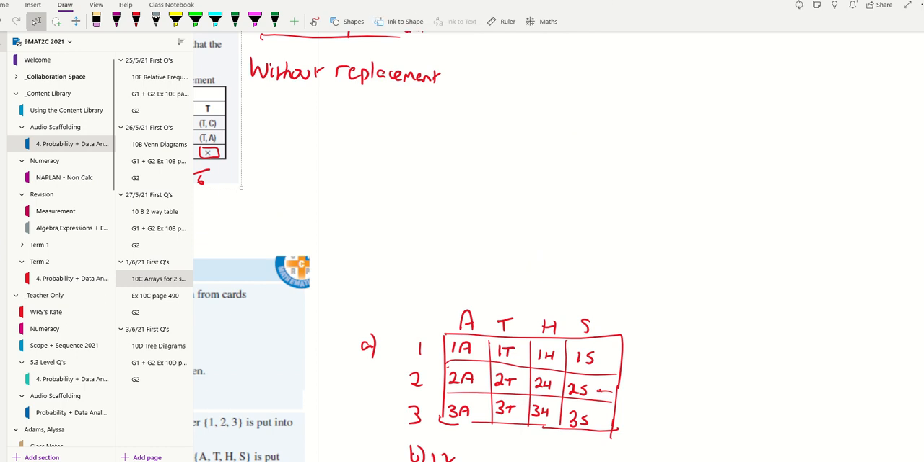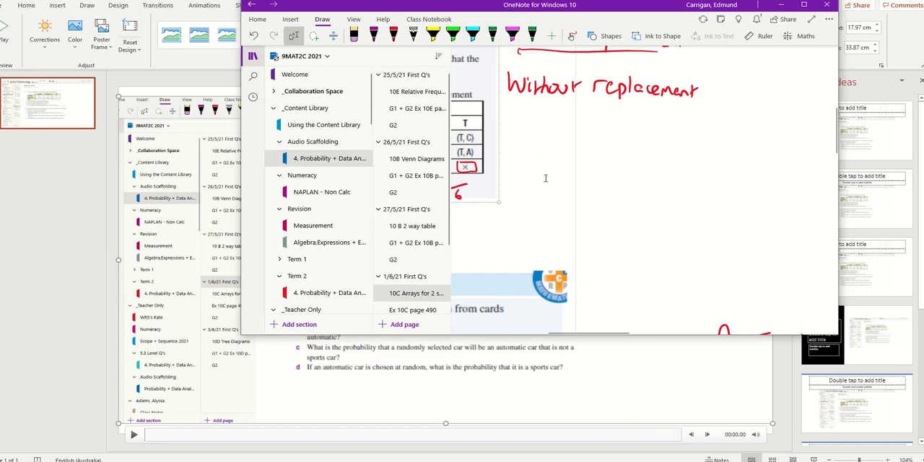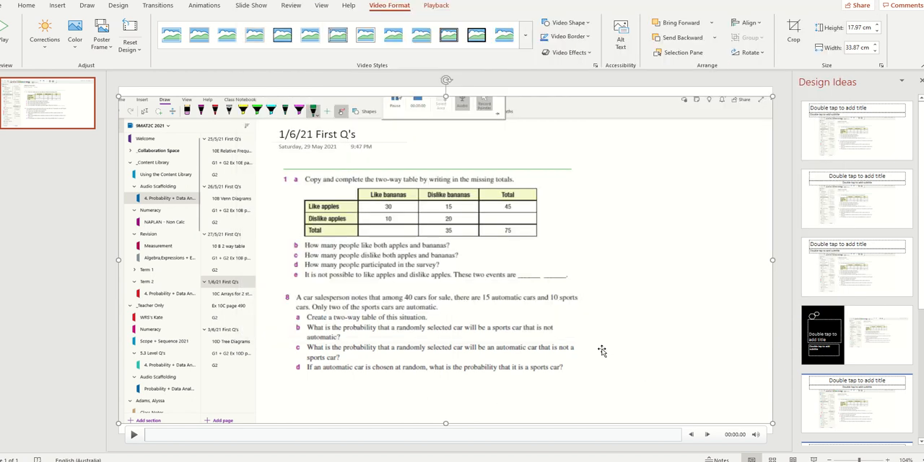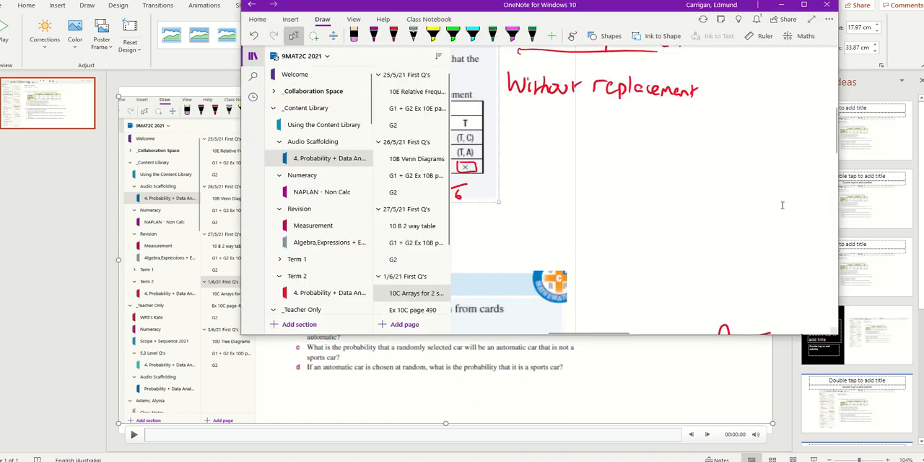Now I can't get my mouse to work. What have I done? I think I'm no, I'm not. I'm after that.